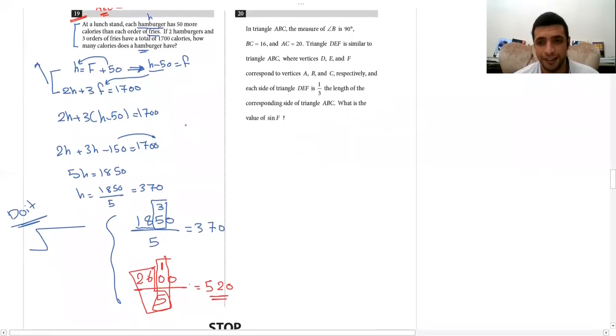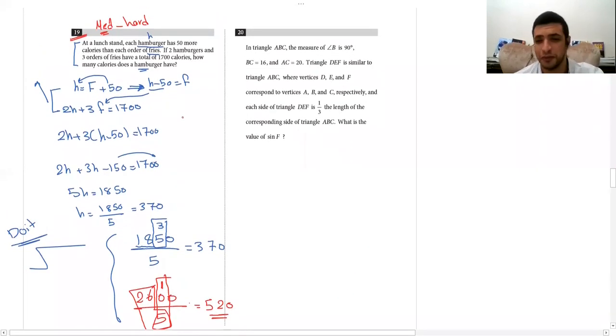Clear? Okay, so first of all, we think which lesson we are going to use. We said that we are going to translate into two equations because he's comparing. So it's a system. We translated, and we used the elimination and substitution method. We got H, and we now know how to divide it without long division, without wasting time.